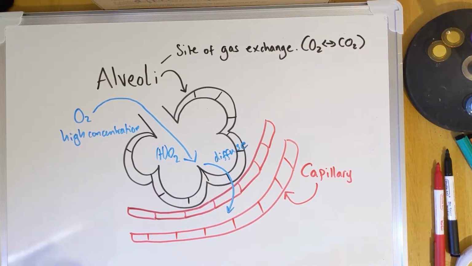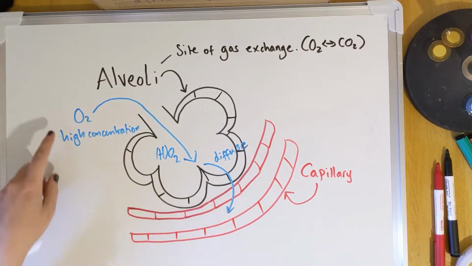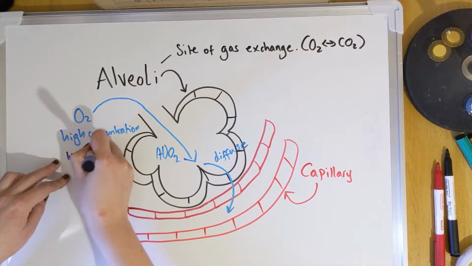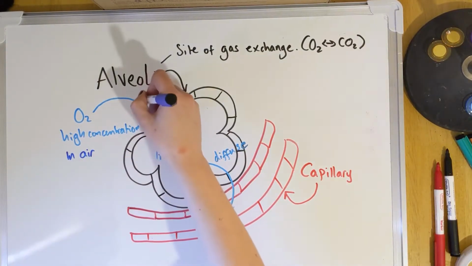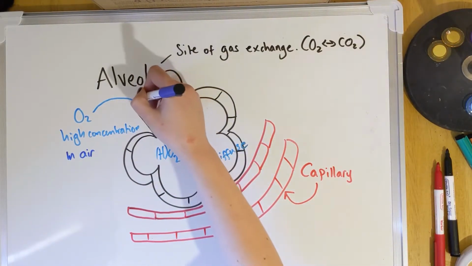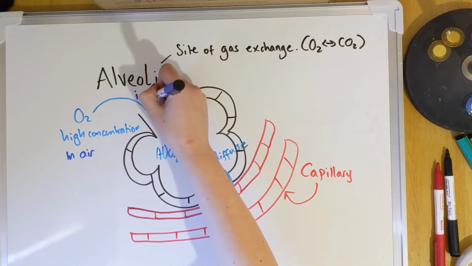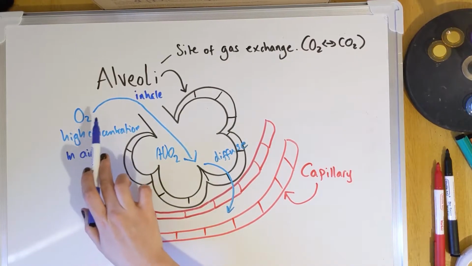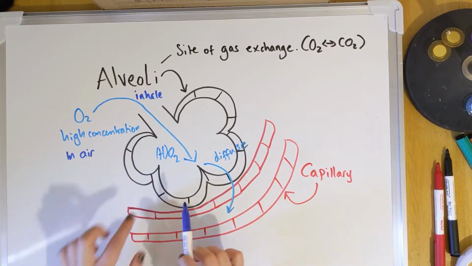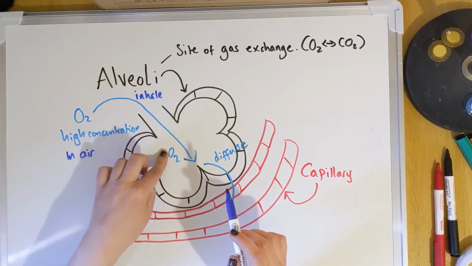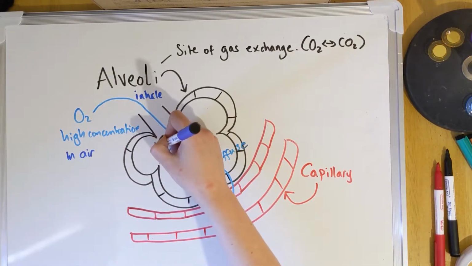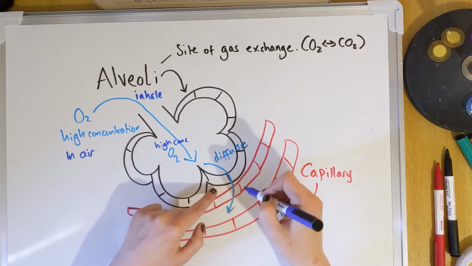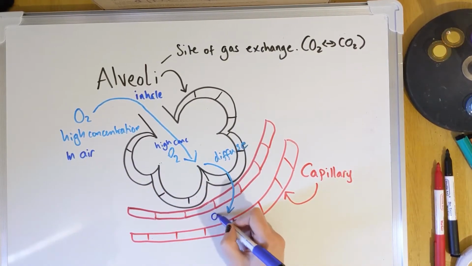So let's break down this journey a little bit more. So you have oxygen in high concentration in the air. What happens is when you breathe in, or as we're going to call it poshly, inhale, the oxygen is going to come into the alveolus. You're going to have a high concentration of O2, and because this is a high concentration, it's going to diffuse through these walls and into the blood.